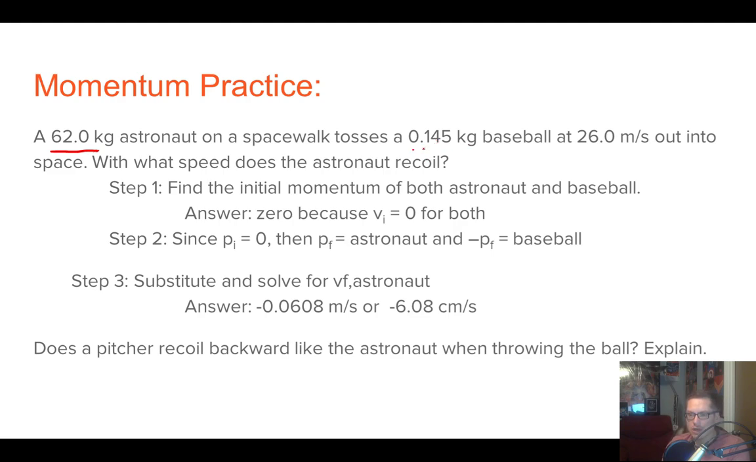He picks up a baseball and he throws it at 26 meters per second just out into space. He's like, I don't want you, baseball, anymore. It's going to be gone forever. What speed will the astronaut recoil?